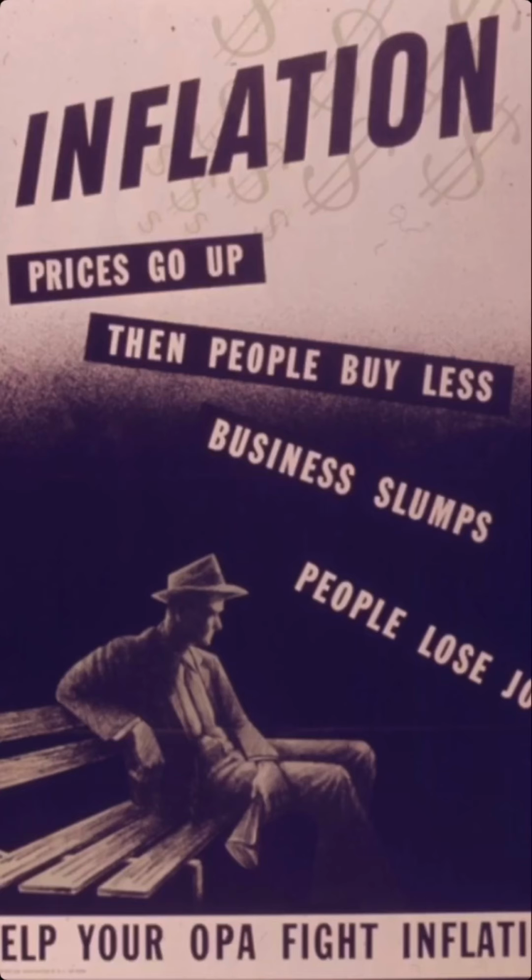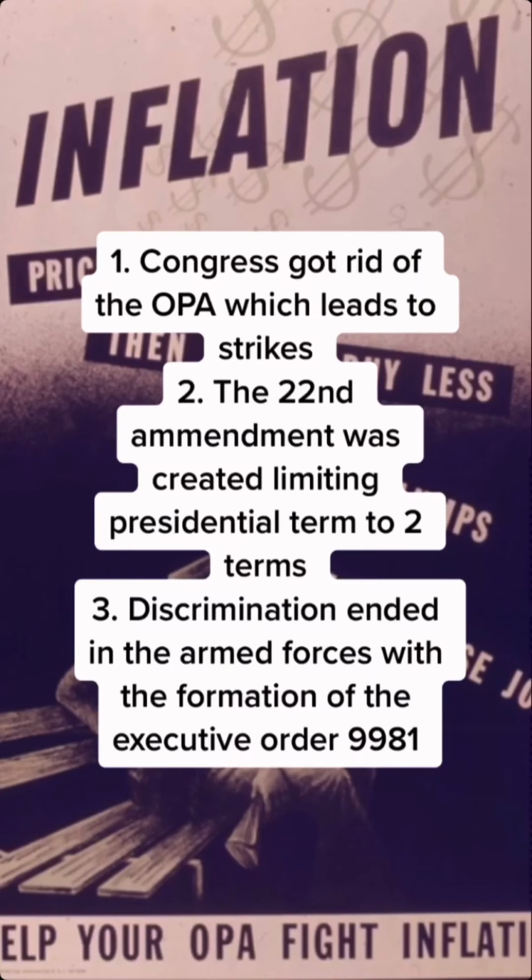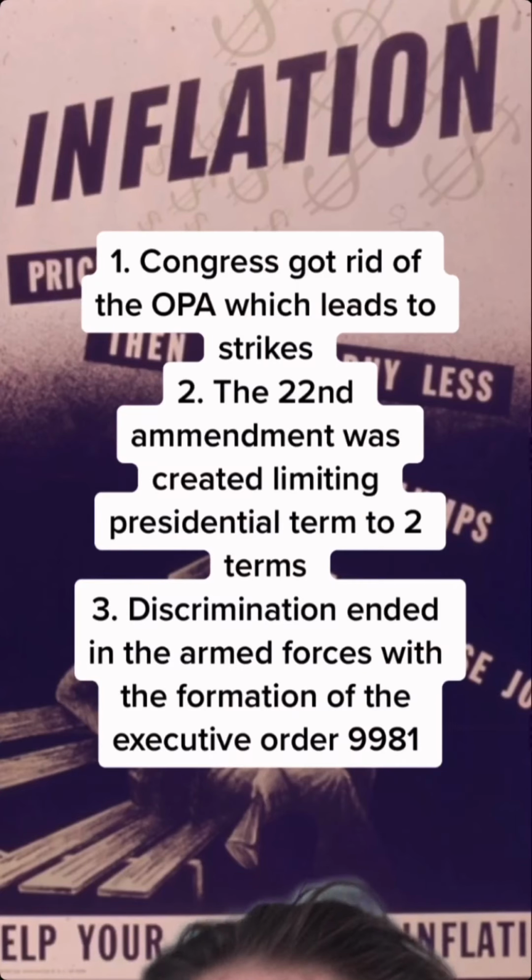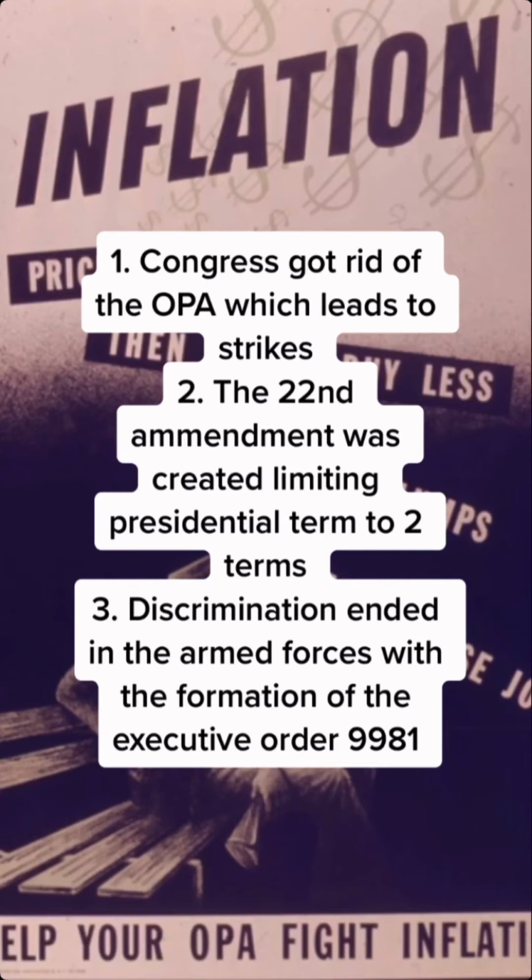Also under his presidency, Congress gets rid of the Office of Price Administration, which causes a price increase of 25% and led to several strikes. The 22nd Amendment was created, which limited the presidential term, and discrimination ended in the armed forces with the Executive Order 9981. He was also the first and only president to authorize the use of nuclear warfare.